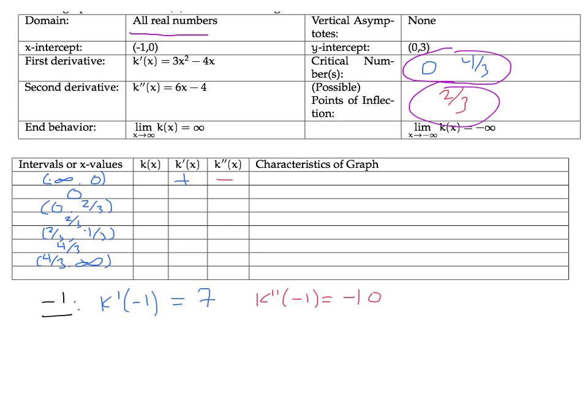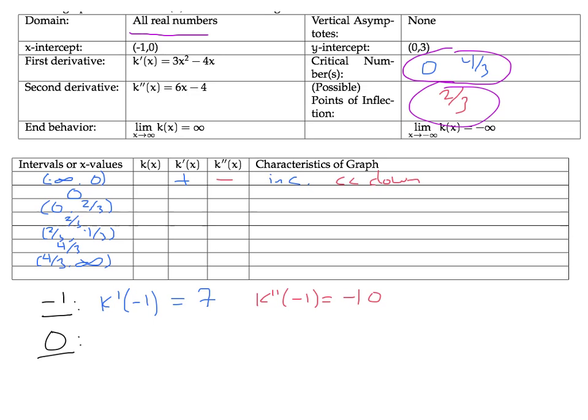And now we want to remember, what does this tell us about our graph? Well, the positive value here will tell us that our function is increasing. And of course, the negative second derivative tells us that we're concave down. So next we pick our next test value and we go down the line.